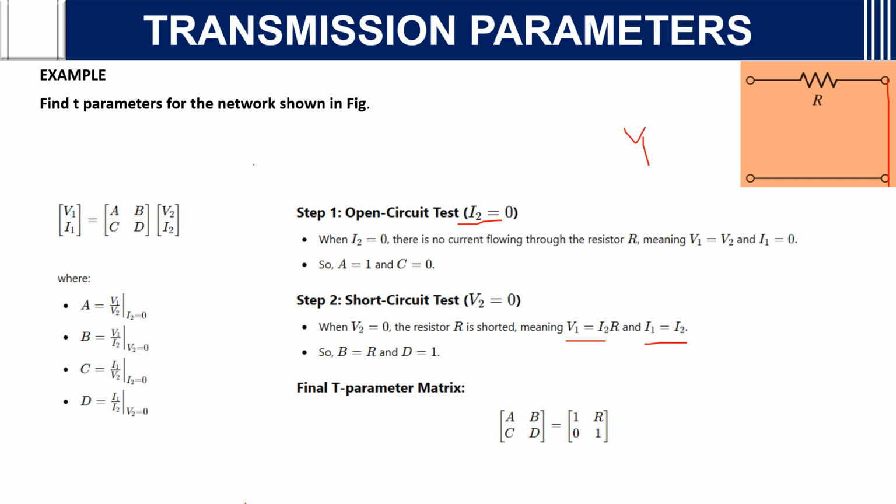So V1 will be equal to what? Either I2R you can write or I1R you can write. You can write both. From this you can write B is equal to R. Why? Because V1 by I2 is R. And for D, I1 and I2 are the same, so D equals 1. So you got the T parameters for the simple network as 1, R, 0, 1.